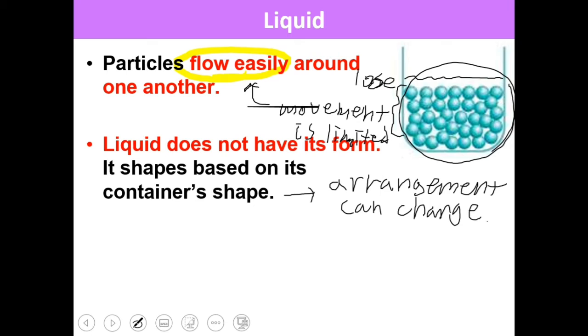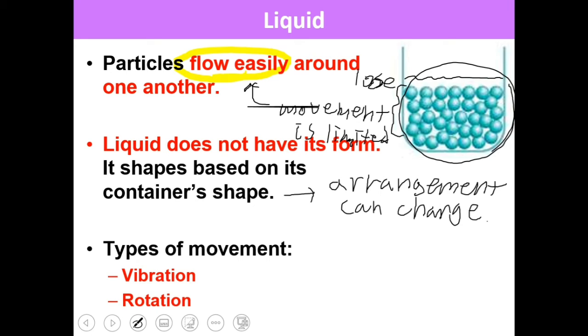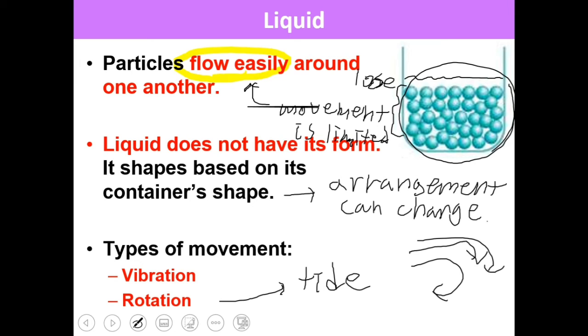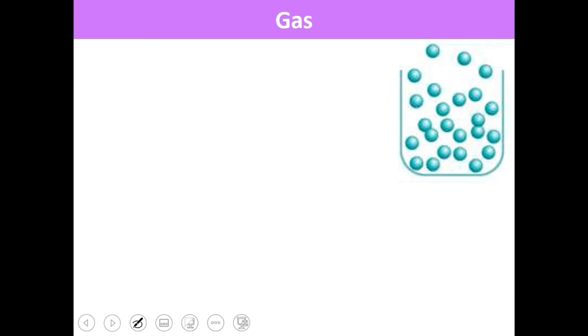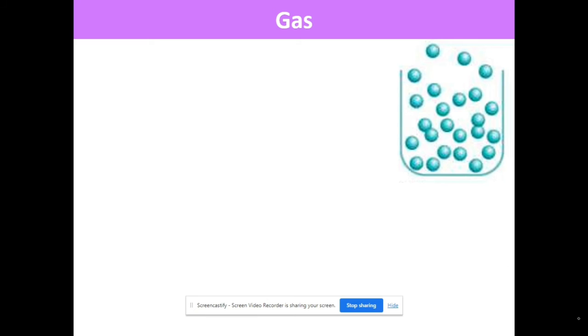Arrangement can change, and so can the type of movement, vibration and rotation. As you may notice, this is one of the reasons why, think about the tide. When it comes to water, it's actually going to mix around when there's any type of tide. And next, we're going to look at the gas molecule, the complex one.